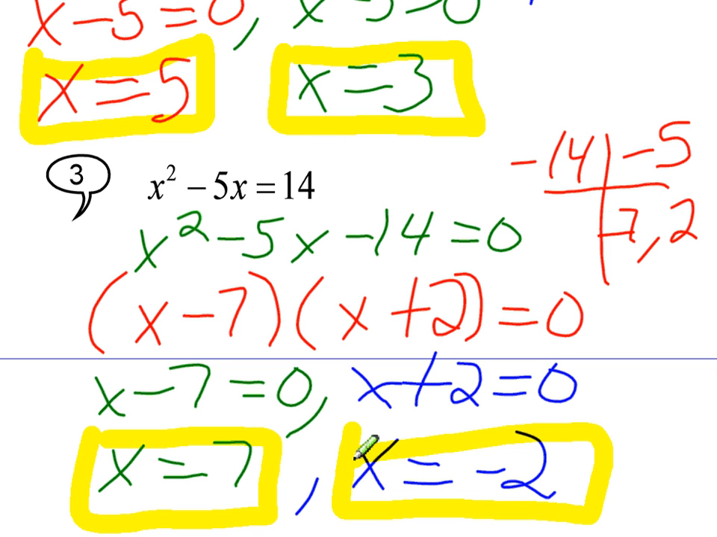Any factoring method that is appropriate for factoring your polynomials, use it, but the steps are the same. Set them equal to 0, factor them, set your factors equal to 0, solve. All right, that's it.